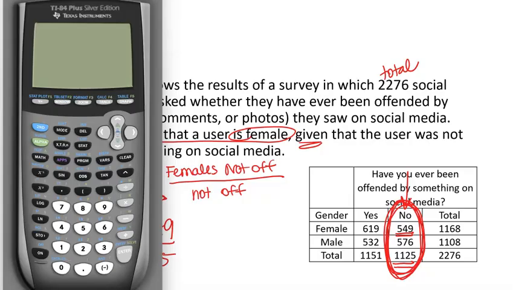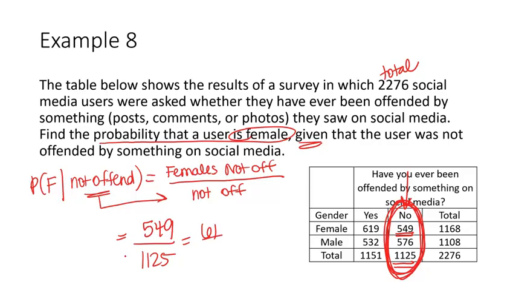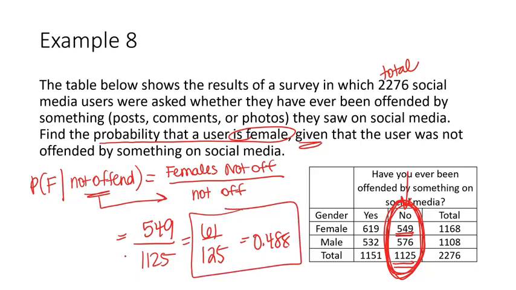Let's reduce this one in the calculator. 549 divided by 1125 as a decimal or as a fraction. So 61 out of 125 or 0.488. About a 50-50 shot, almost 50%.